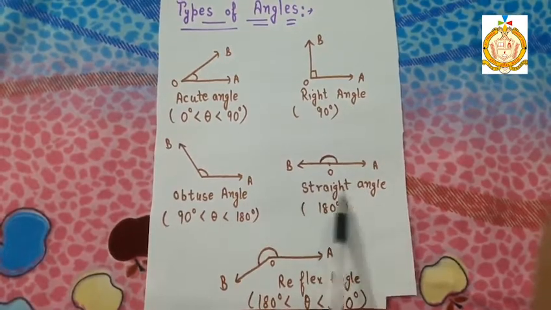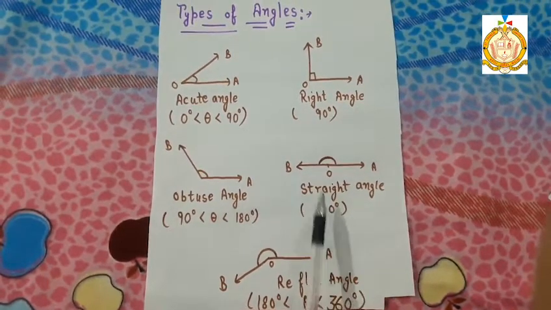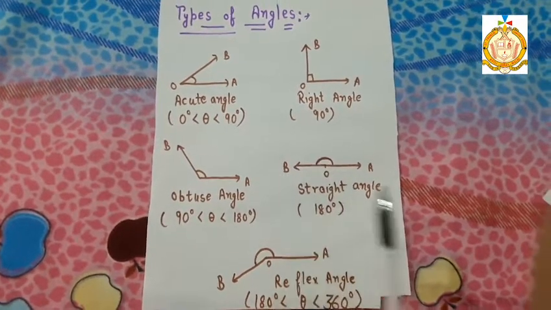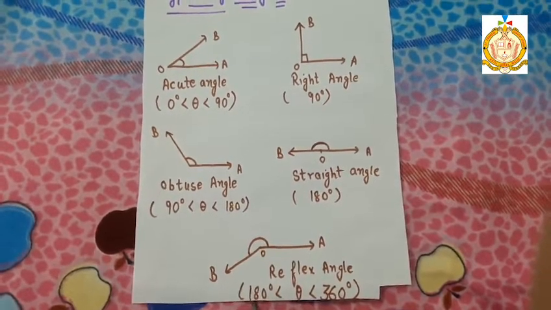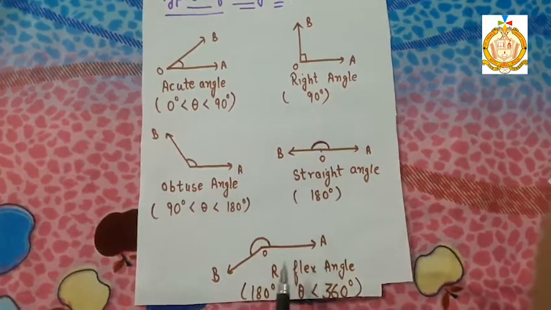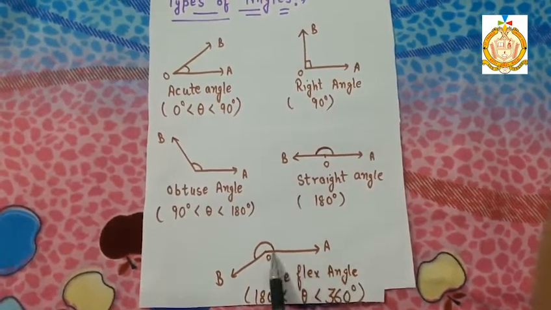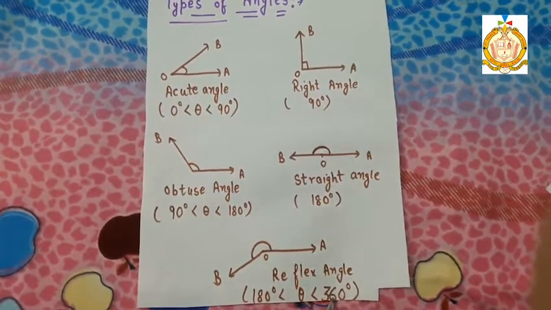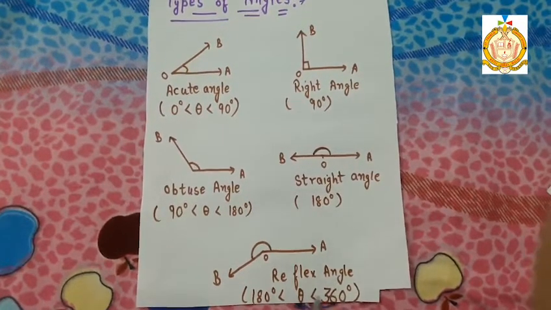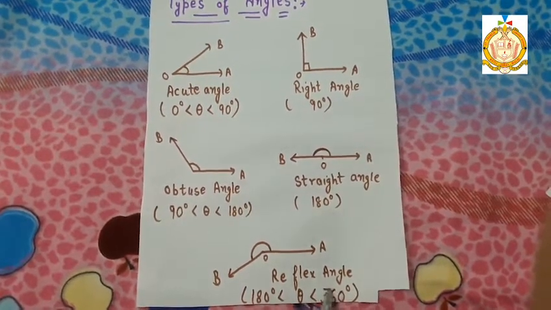And the angle whose measure is 180 degree is a straight angle. The angle whose measure lies in between 180 degree and 360 degree is called a reflex angle. It is greater than 180 degree and less than 360 degree. 360 degree is a complete angle.